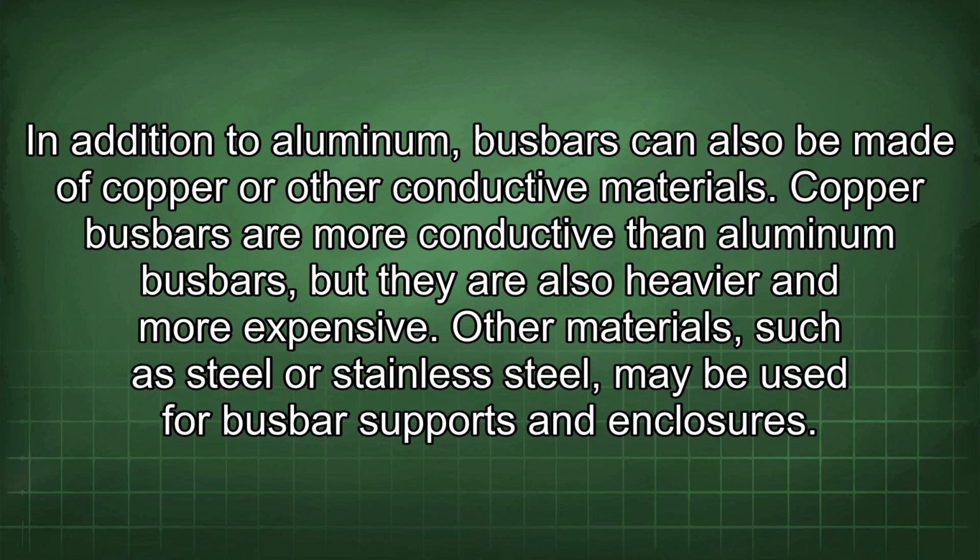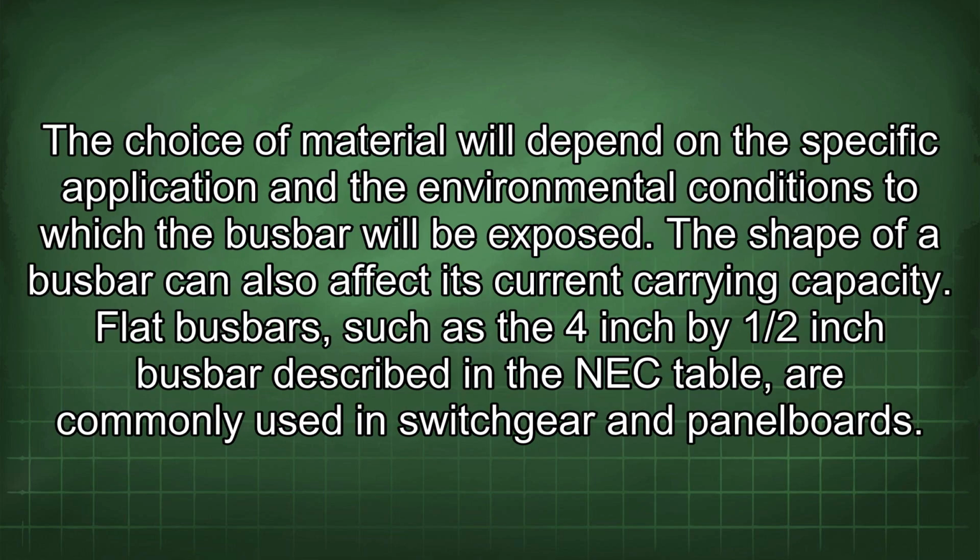In addition to aluminum, busbars can also be made of copper or other conductive materials. Copper busbars are more conductive than aluminum busbars, but they are also heavier and more expensive. Other materials, such as steel or stainless steel, may be used for busbar supports and enclosures. The choice of material will depend on the specific application and the environmental conditions to which the busbar will be exposed. The shape of a busbar can also affect its current carrying capacity.